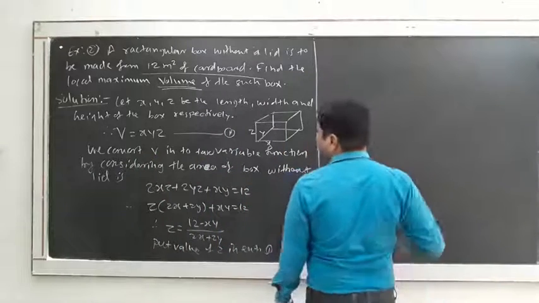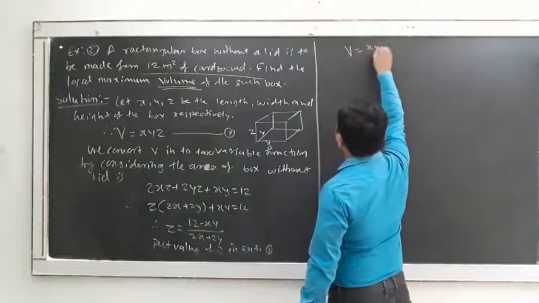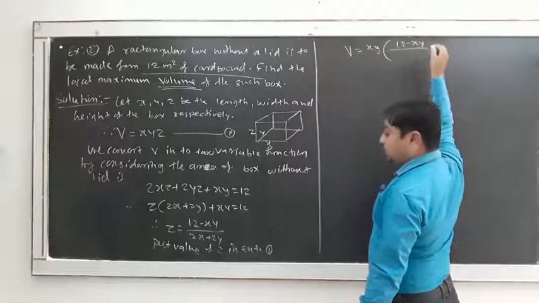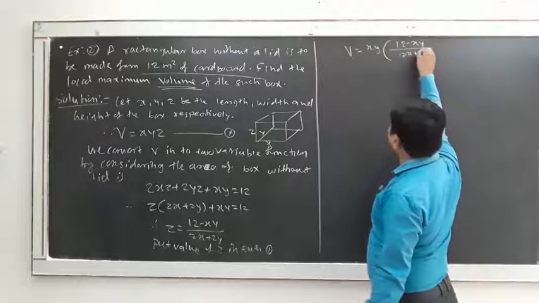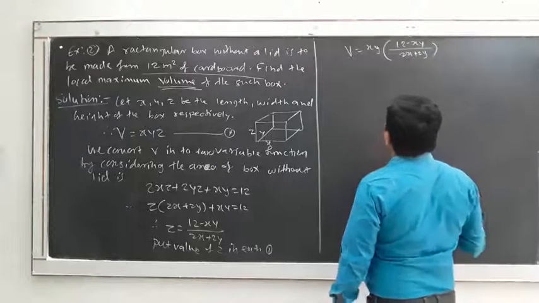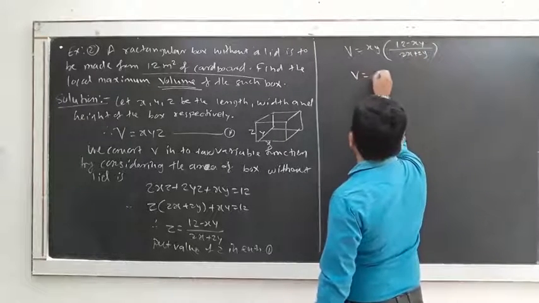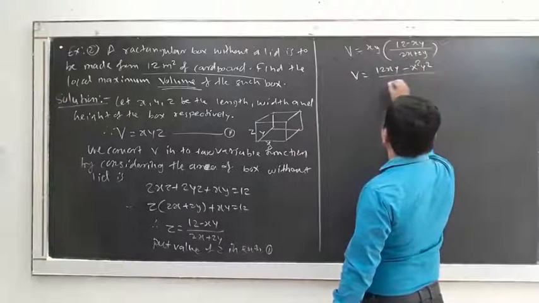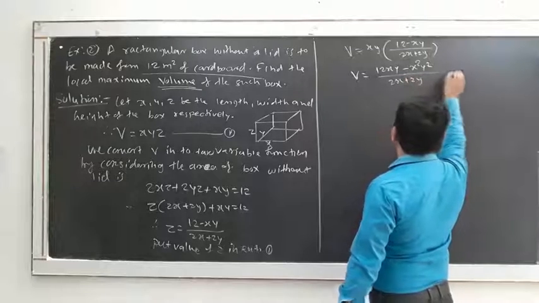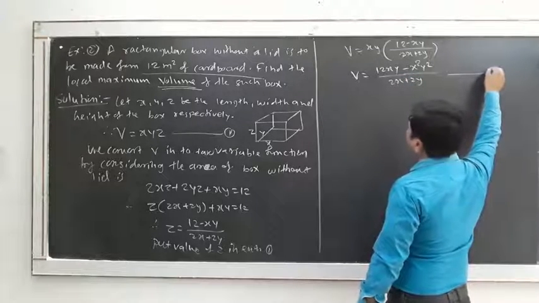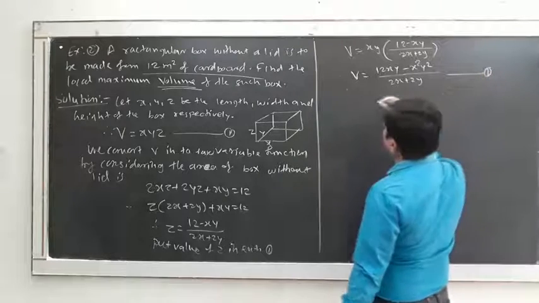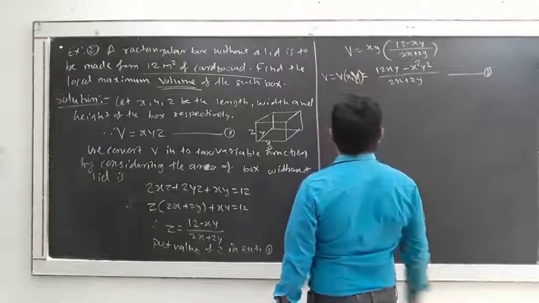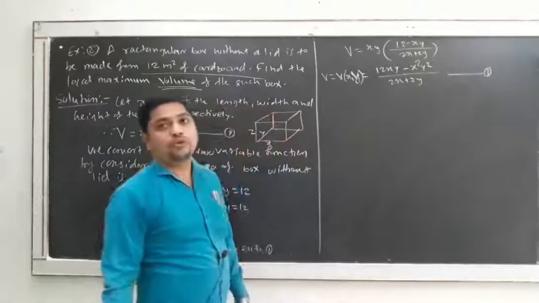Then what we are getting here? V is equal to xy into the value of z, 12 minus xy upon 2x plus 2y. And now you can solve this. Therefore V is equal to (12xy minus x square y square) upon (2x plus 2y). This is our function of two variables. Now this V is a function of only x and y, so this is our two variable function.